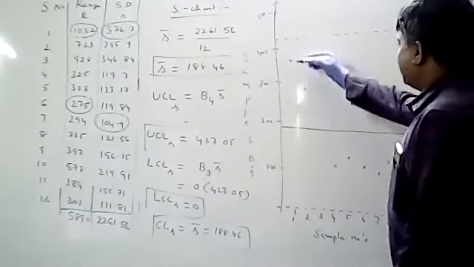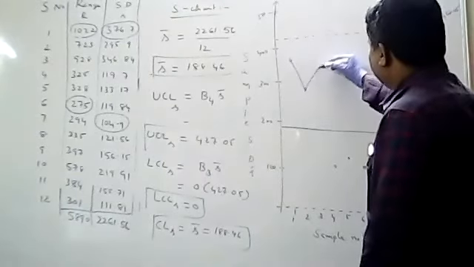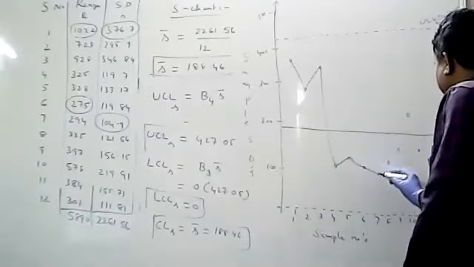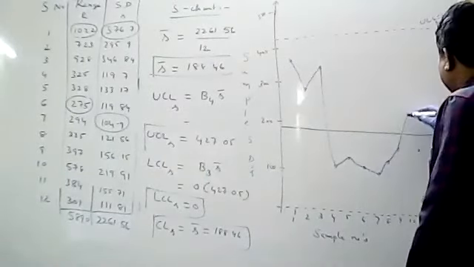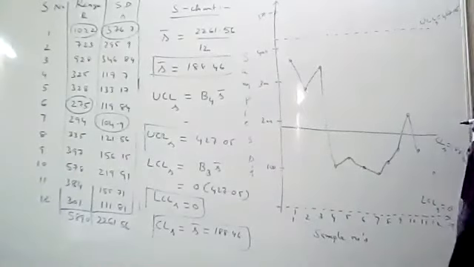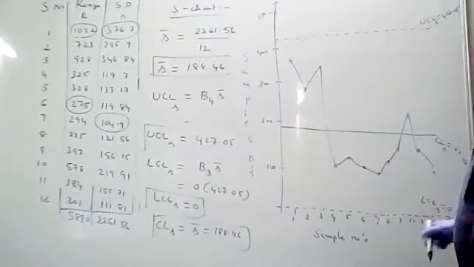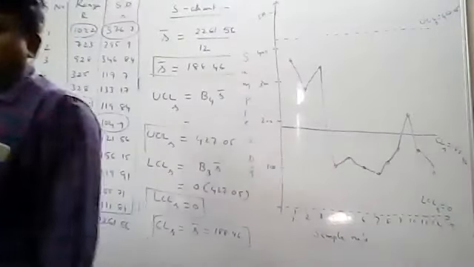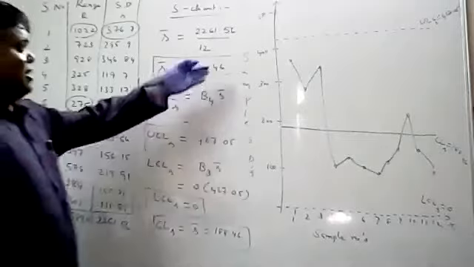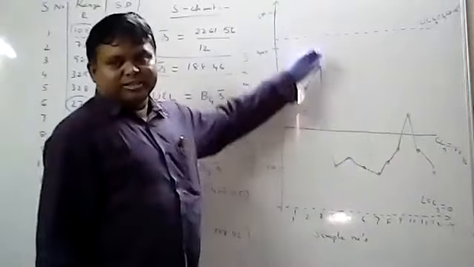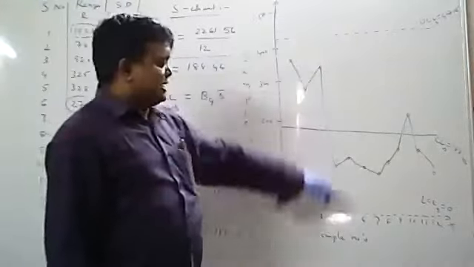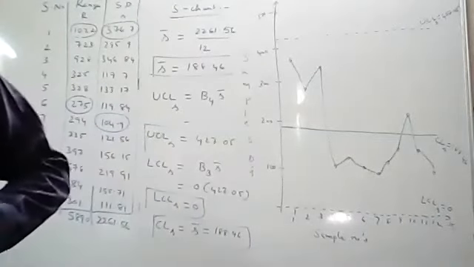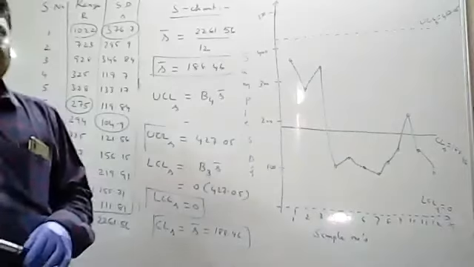Now join the points. This is the first sample, after that the second sample, next the third, fourth, fifth, and then 6th, 7th, 8th, 9th, 10th, 11th, 12th. I hope all the samples are identified. So what you are getting is that all the samples are within the control limits, in between UCL and LCL. Therefore, the process is in control.